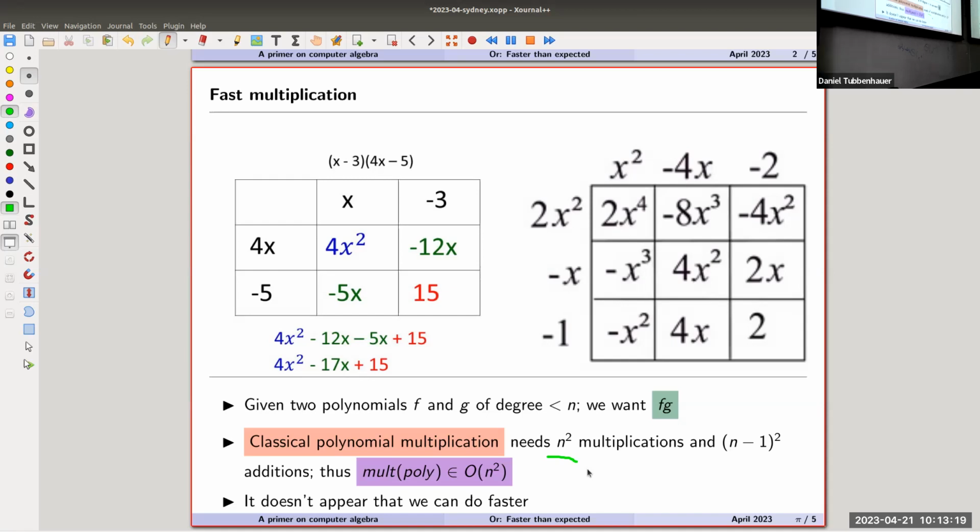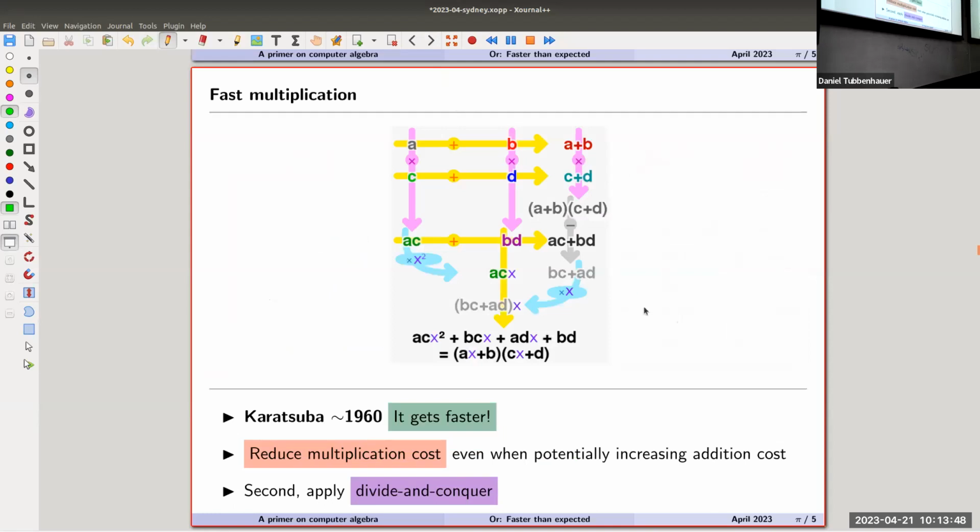So let me just write it down again. N equals 2. We had 4 multiplications and 1 addition. And I will count subtraction and division as well. Don't worry about it. So 5 operations. That doesn't seem to be any smart way of doing it faster. But we can. It actually gets much faster.